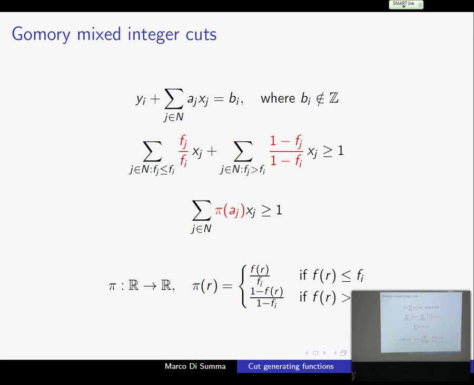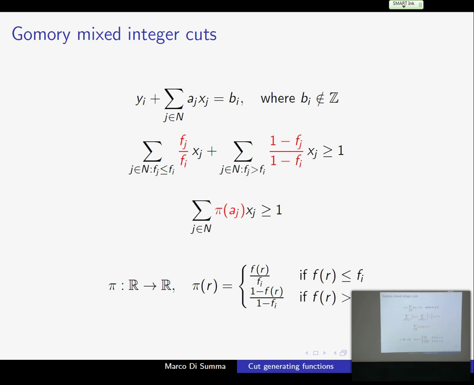Sorry? fi is the fractional part of the right-hand side. Yeah, I'm calling it i just because it's a single row of the tableau. Let's say it's row i. Okay.